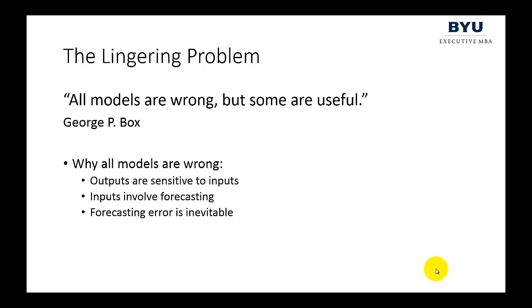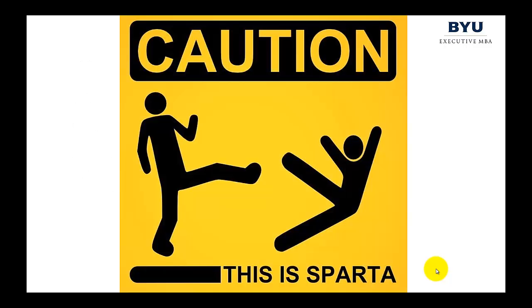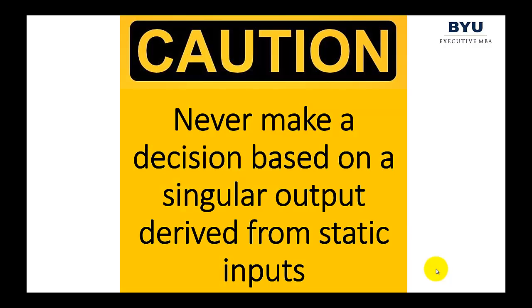It's inevitable. So because of the problems with forecasting and model sensitivity to the forecasted inputs, we know that often whatever we get as the output to a model is going to be wrong. And that leads to a massive warning. The warning that I want to give you is never make a decision based on a singular output derived from static inputs, especially if those inputs involve forecasting.